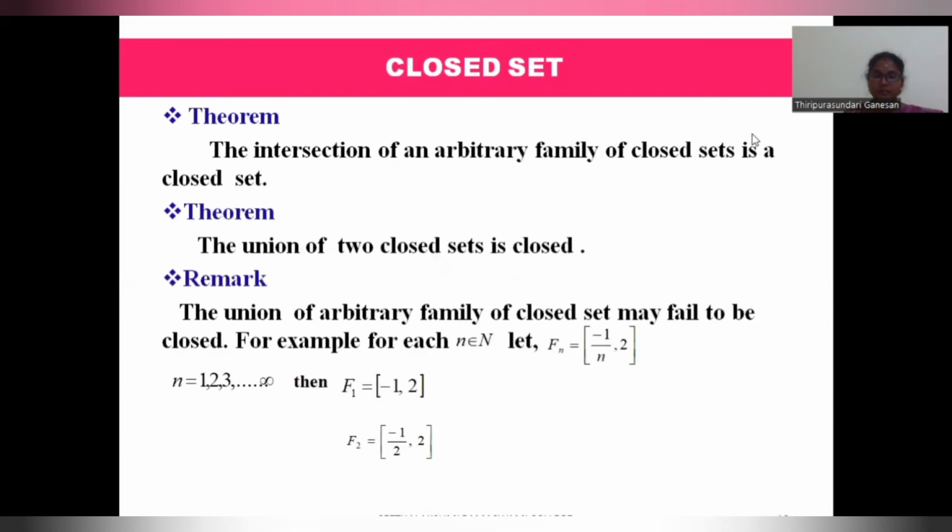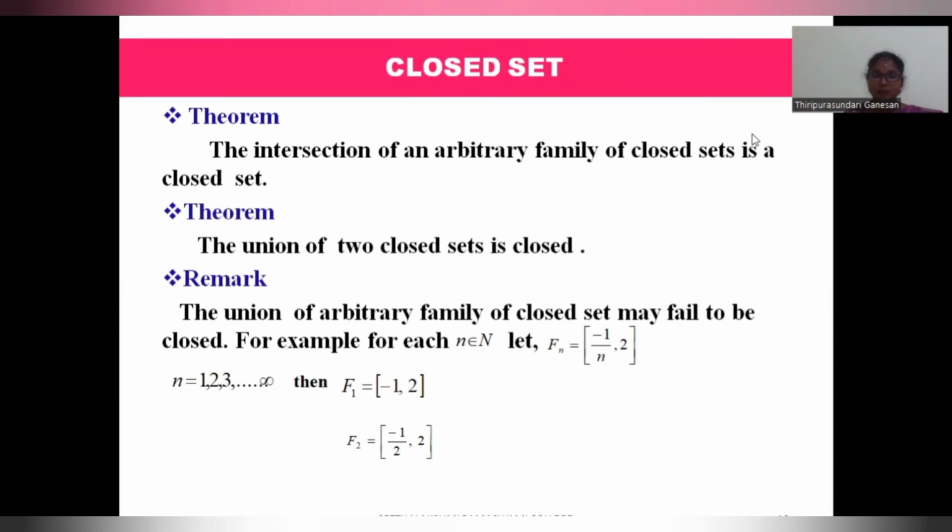These are the basic theorems in closed sets. The intersection of arbitrary family of closed sets is closed. The union of two closed sets is closed. In the remark, we are going to justify that the union of arbitrary family of closed sets may fail to be closed.